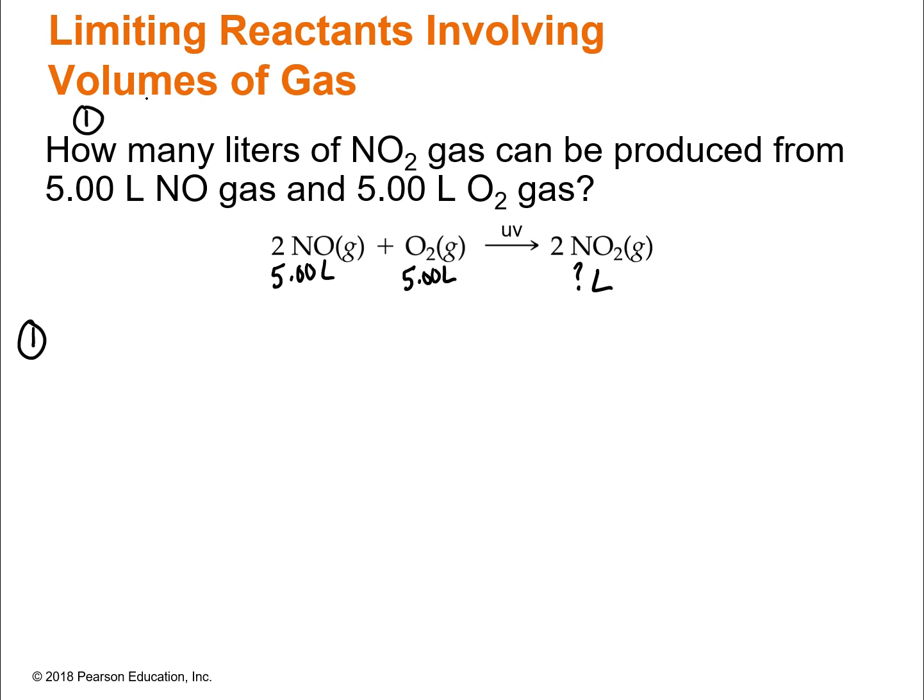First question that we answer, if I have 5 liters of nitrogen monoxide, how many liters of the product do I make? Second question, if I start with 5 liters of oxygen, how many liters of nitrogen dioxide do I make? We'll start with the first one.